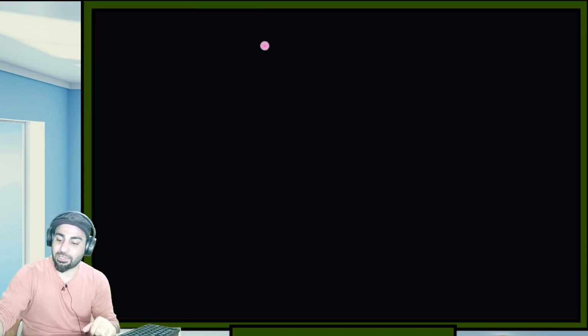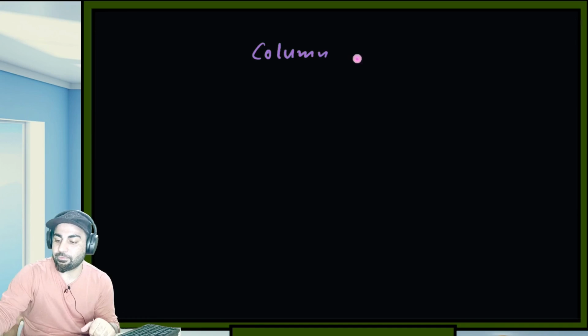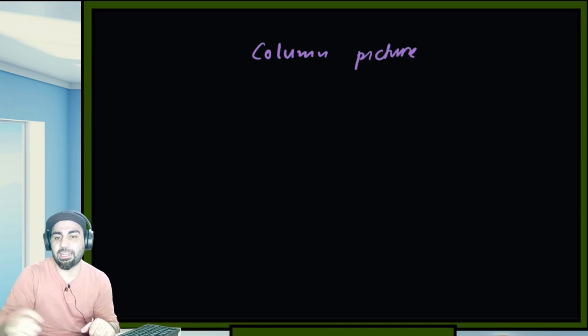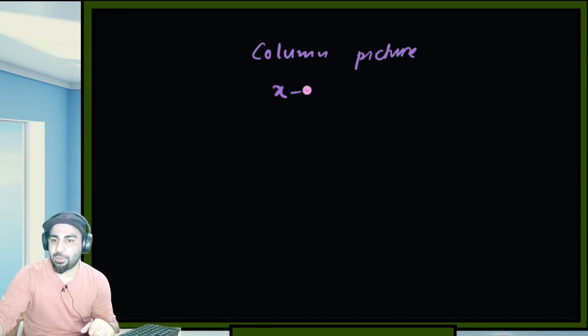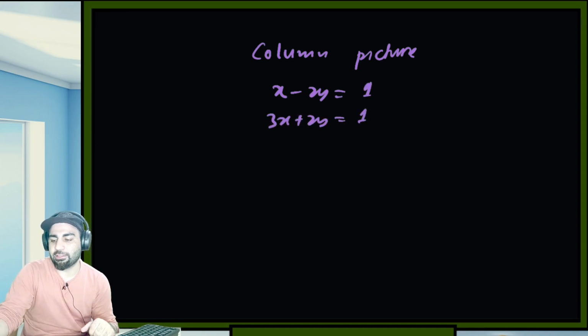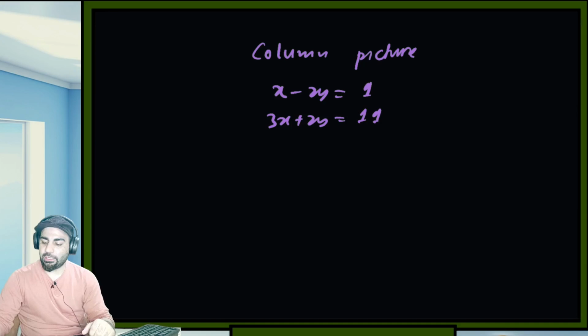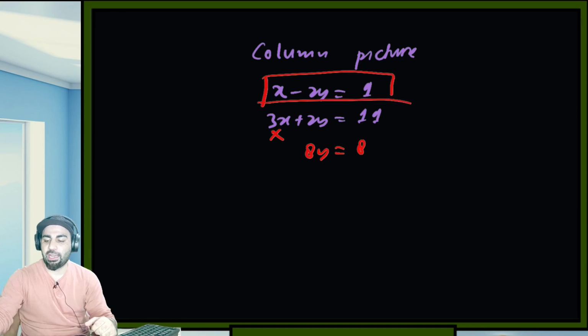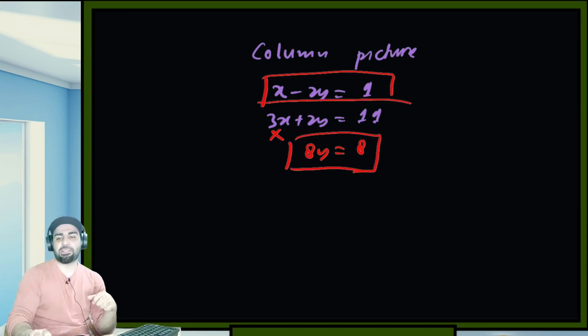Now let's see the column picture. Writing the same equations, the equation is x minus 2y is equal to 1, and 3x plus 2y is equal to 11. Now after we eliminate, once we knock off this, what we got is 8y is equal to 8, something like this. So this is the first equation, and this is the second equation. Now what happened in the elimination? I'll have to now write it somehow into the column vectors that we had.